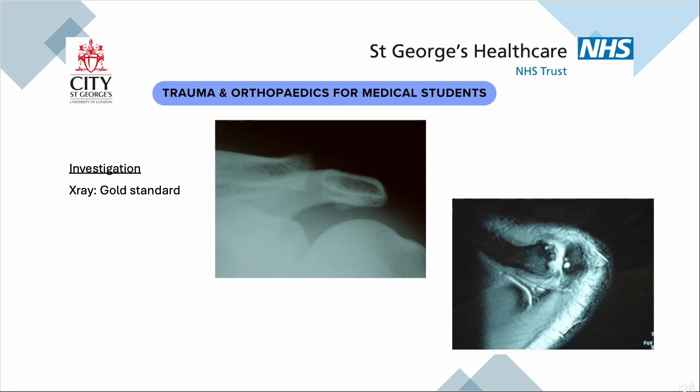Like most things in the shoulder, the gold standard investigation is an X-ray, and you'll often see a narrowed space, and you may see osteophytes and cysts and things. Again, if the diagnosis is uncertain, you can get an MRI, and this will show inflammation in the joint and the degenerative change with subchondral cysts.